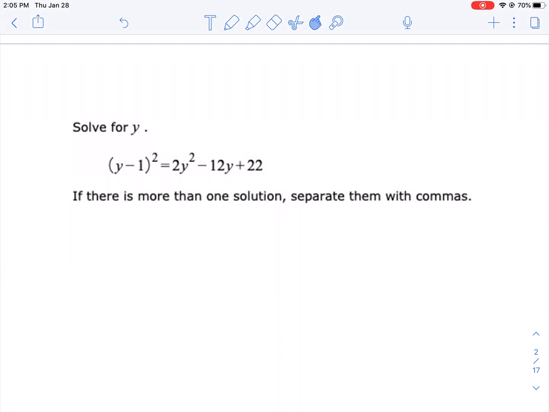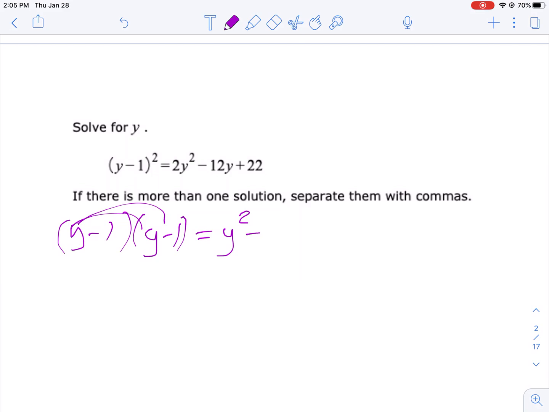First you have to get rid of the parentheses. So we're going to take y minus 1 and multiply that by y minus 1. You cannot distribute that squared across a plus sign or a minus sign. So we'll double distribute here. Y times y is y squared minus 1y. Distribute the negative 1, so you get minus 1y again. A negative times a negative is a positive. So on the left side, that simplifies to y squared minus 2y plus 1.